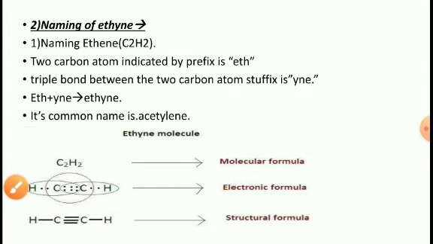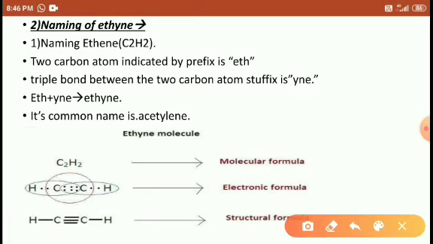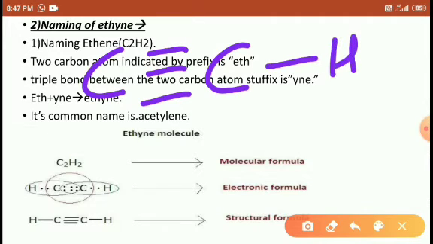The next is the naming of ethyne. Ethyne is also an unsaturated hydrocarbon. In the naming of ethyne, the two carbon atoms are indicated with the prefix eth. A triple bond is present, so that's why we use the suffix yne. So eth plus yne, ethyne. The common name of ethyne is acetylene. Look here, students, the molecular formula is C2H2. Between the carbons a triple bond is present here.